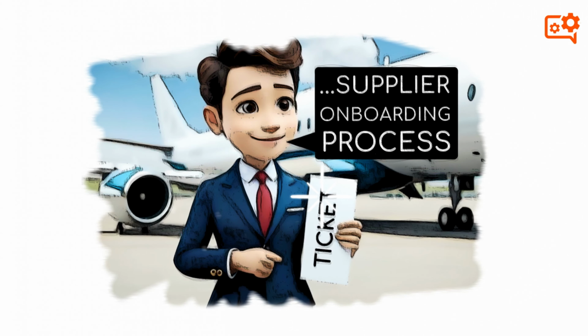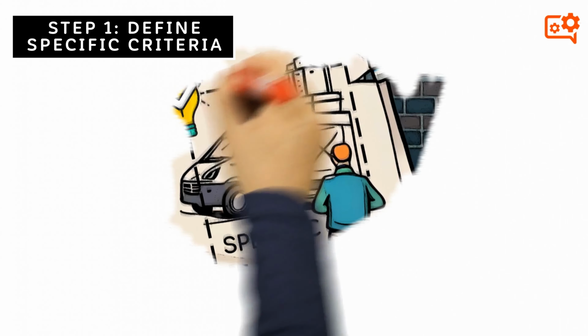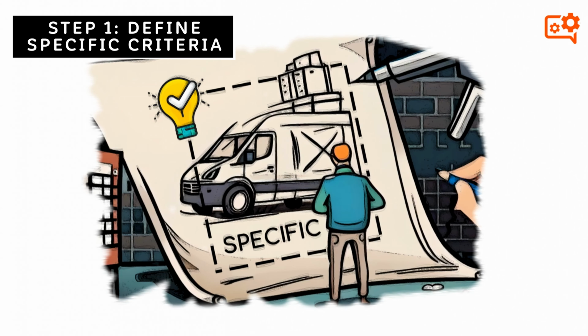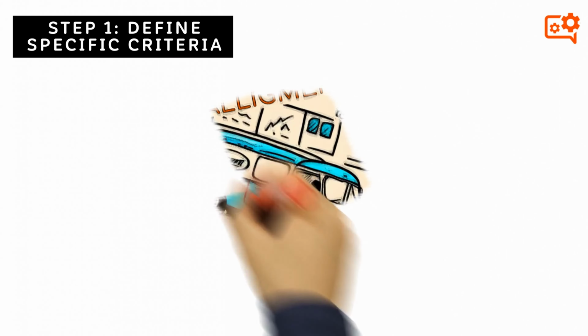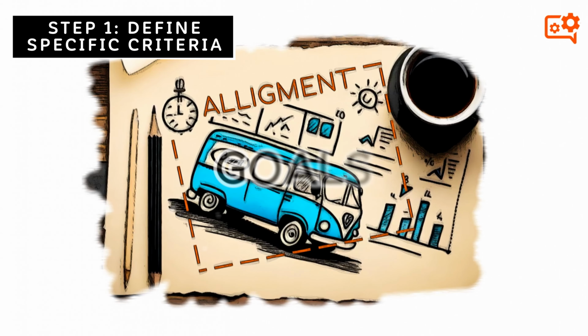Let's begin. Step 1. Clearly define onboarding criteria. Start by identifying the specific criteria and requirements for selecting new suppliers. This ensures that you bring on board suppliers who align with your company's values, quality standards, and business goals.